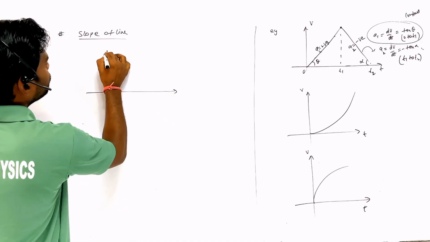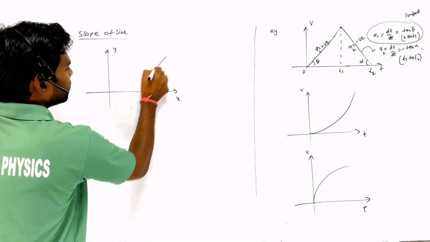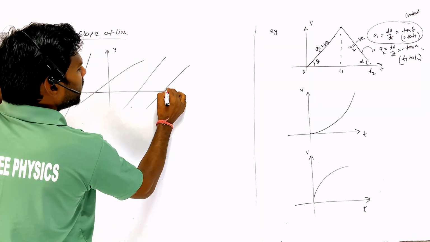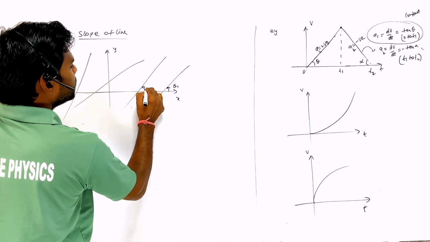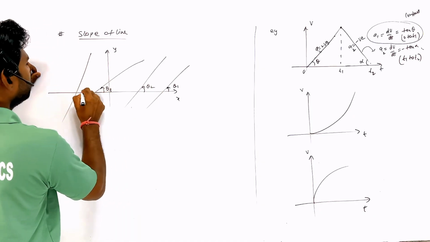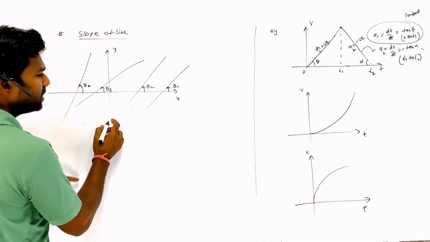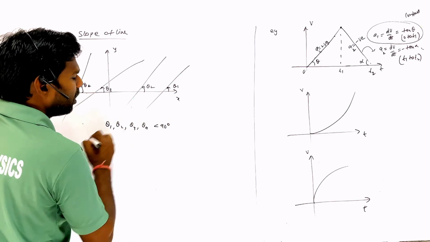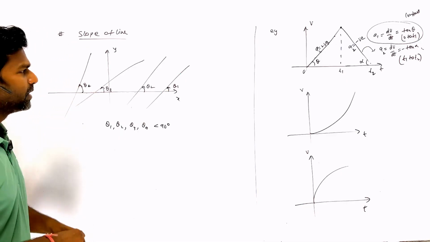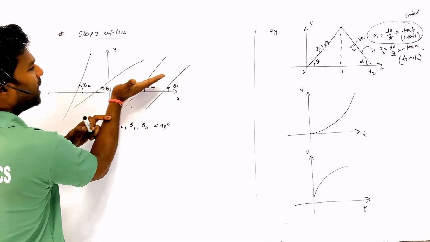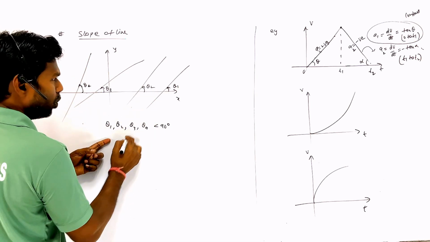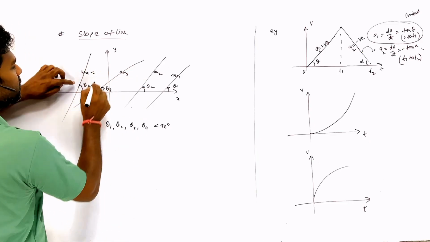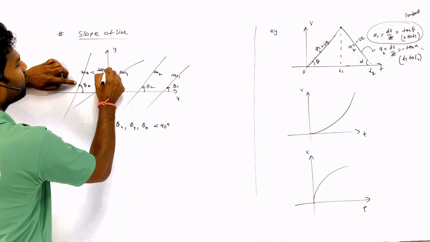Listen to one thing. Suppose this is the y and x graph, and a straight line like this, like this. The angles made from the x-axis are theta 1, theta 2, theta 3, theta 4. You will see all these angles, theta 1, theta 2, theta 3 and theta 4, are all less than 90 degree, right? If the angle is less than 90 degree, then the slope is positive: m1, m2, m3, m4. What is the slope of this line? Say tan theta 4, right?